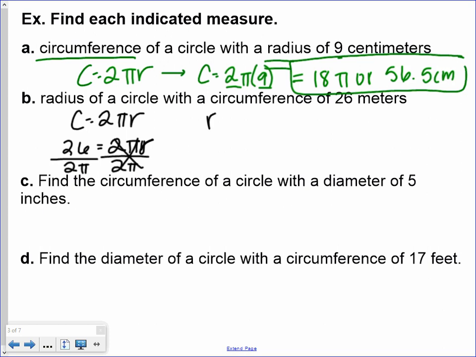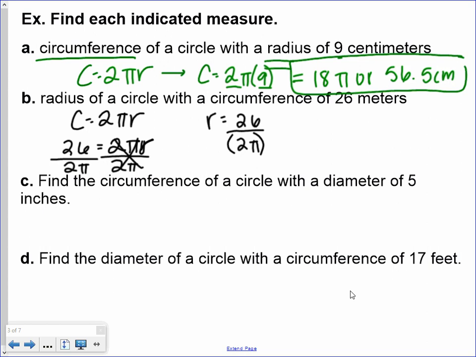Okay, here's what you're looking at. r is 26 divided by 2 pi. However, you cannot type in 26 divided by 2 pi unless you put 2 pi in parentheses, because otherwise your calculator reads it as 26 divided by 2 times pi, which is wrong. So there's one way to type it in. You can hit 26 divided by and then hit your parentheses and hit 2 pi, and you should get 4 point something or other.